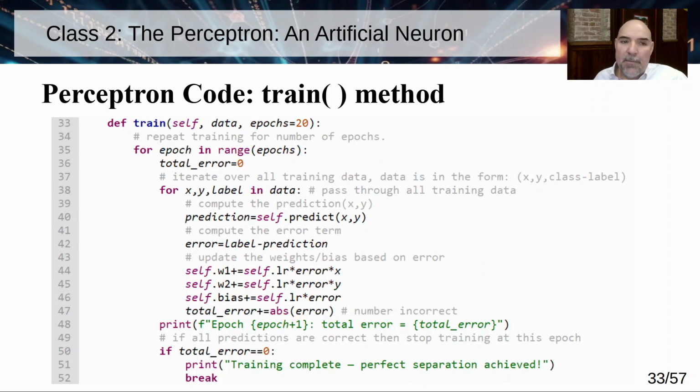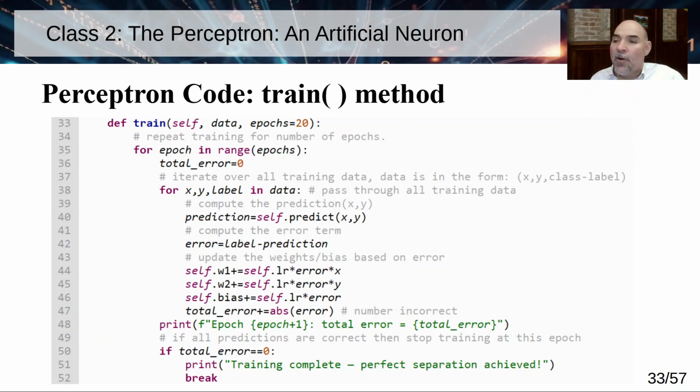Now, the train method is a little bit longer, but what we're doing here is, the first thing, notice that outside for loop. And I've got comments in here that'll help you understand what's happening. But that for epoch in range epochs just says go through 20 times by default, or however many times we told it to train. And then I'm looping over each of the items in the data list. And the data list itself has an X, a Y, and then a truth label. Is it red or is it blue?